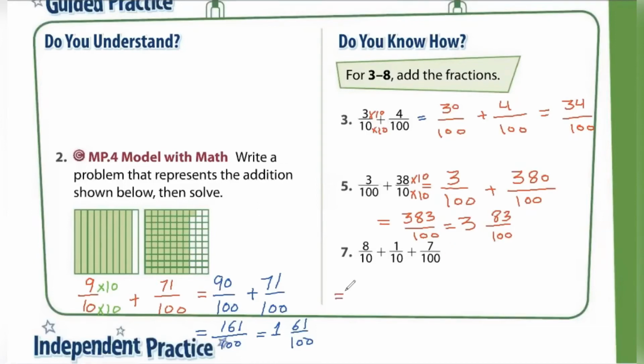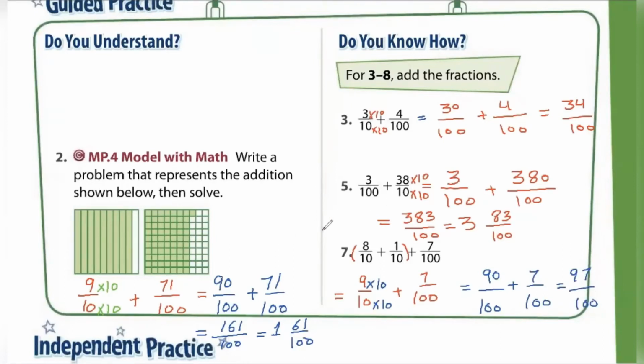Number 7, 8 out of 10 plus 1 out of 10 plus 7 out of 100. I can use the associative property and add the fractions with a like denominator first. 8 plus 1 equals 9 out of 10, plus 7 out of 100. Now, teacher, we can use an equivalent fraction to make the denominator 100. Multiply by 10 up and down: 9 times 10 equals 90 and 10 times 10 equals 100, plus 7 out of 100. It will be 97 out of 100.